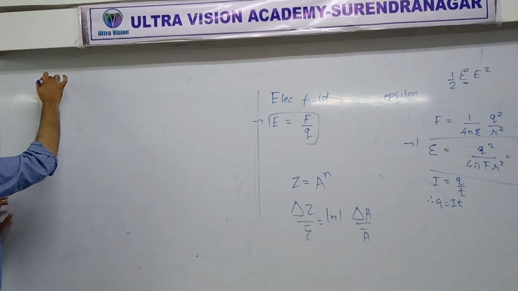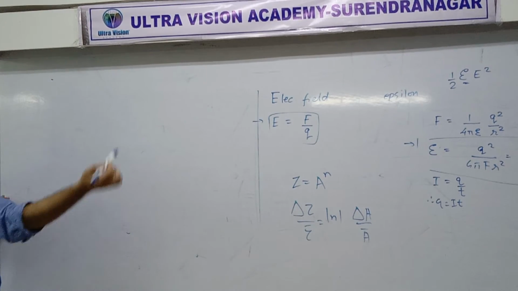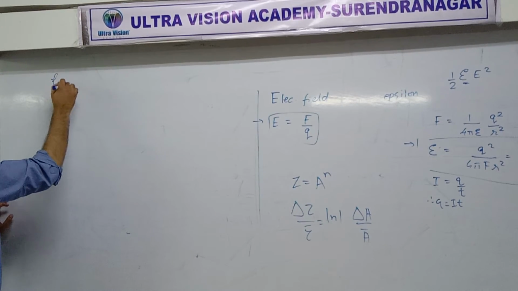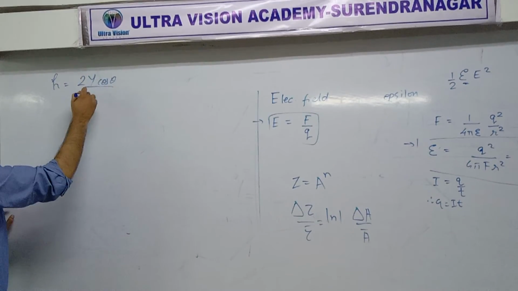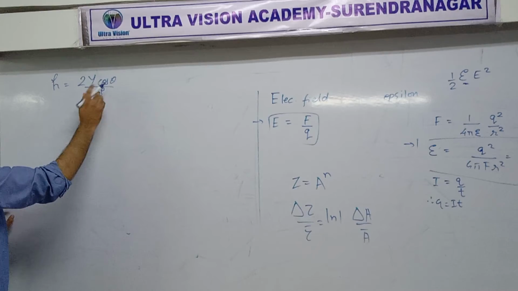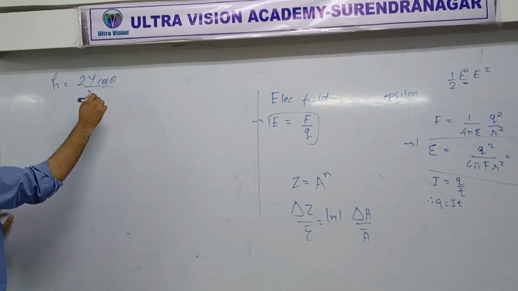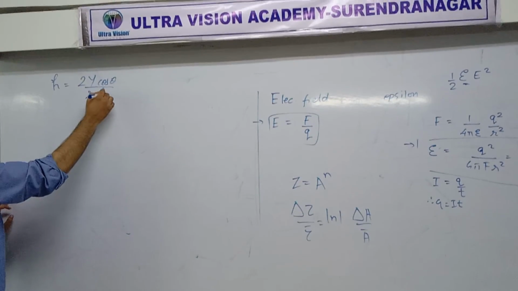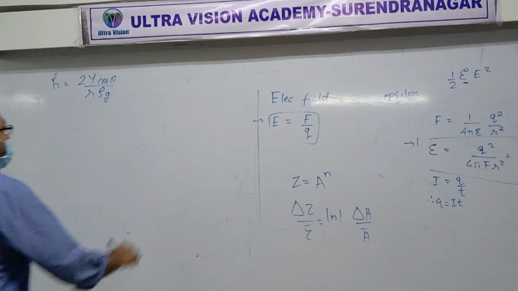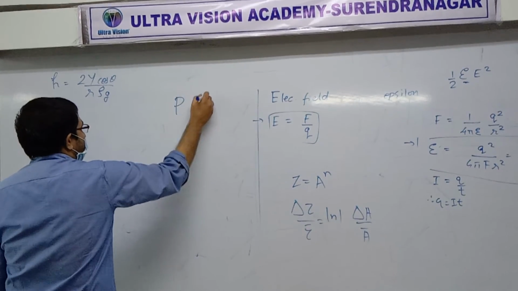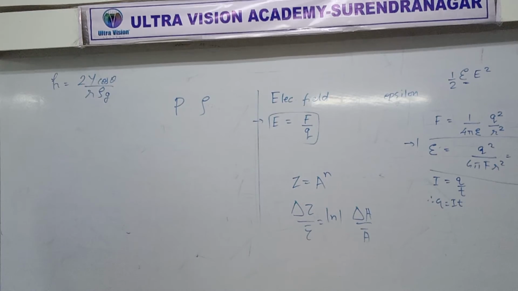Now for dimensions. What's the first question? S is equal to 2T cos theta by r rho g. D or rho? Some of you say D. It's rho. T rho definitely. Okay.